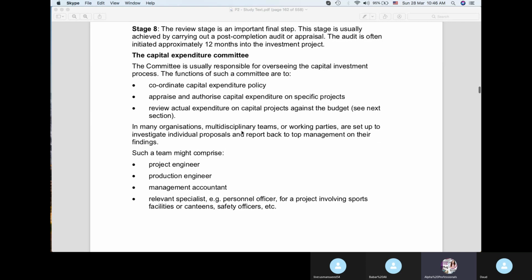The capital expenditure committee is usually responsible for overseeing the capital investment process. They would coordinate capital expenditure policy, appraise and authorize capital expenditure on specific projects, and review actual expenditure on projects against the budget. All projects have constraints. One of the constraints is the budget. Normally we call it the triple constraint.